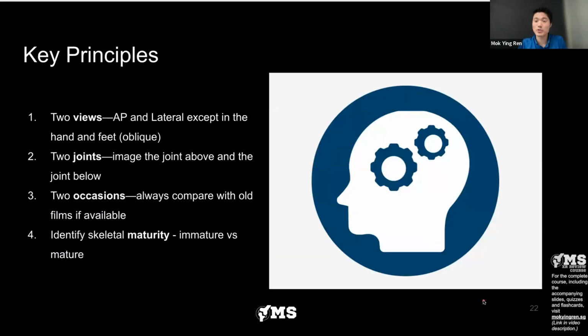Alright, so now we have covered the key principles. Remember, we always want 2 views. If given 1 view, always look and ask for the other view. If there's pain after a trauma at the adjacent joints, be sure to do x-rays, 1 joint above, 1 joint below. 2 occasions, always compare any x-rays if you have, and we have learned how to identify skeletal maturity by the presence of any open physes, and we can then also use a mnemonic at the elbow, CRETO, as well as an atlas to comprehensively determine the skeletal age of the patient.